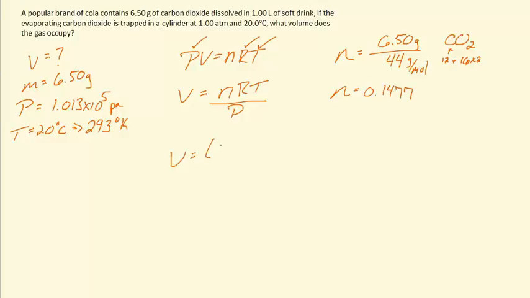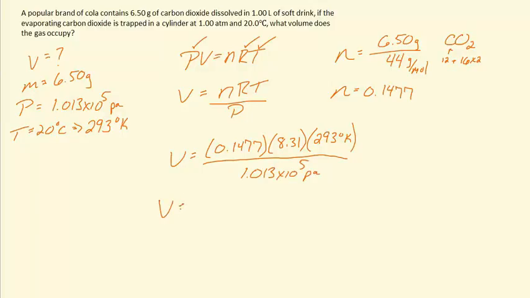So our volume is equal to 0.1477 moles multiplied by 8.31 times our temperature of 293 Kelvin, divided by our pressure at standard atmospheric pressure, which is equal to 1.013 times 10 to the 5th pascals. We see that our final volume will be equal to 3.55 times 10 to the negative 3rd meters cubed.